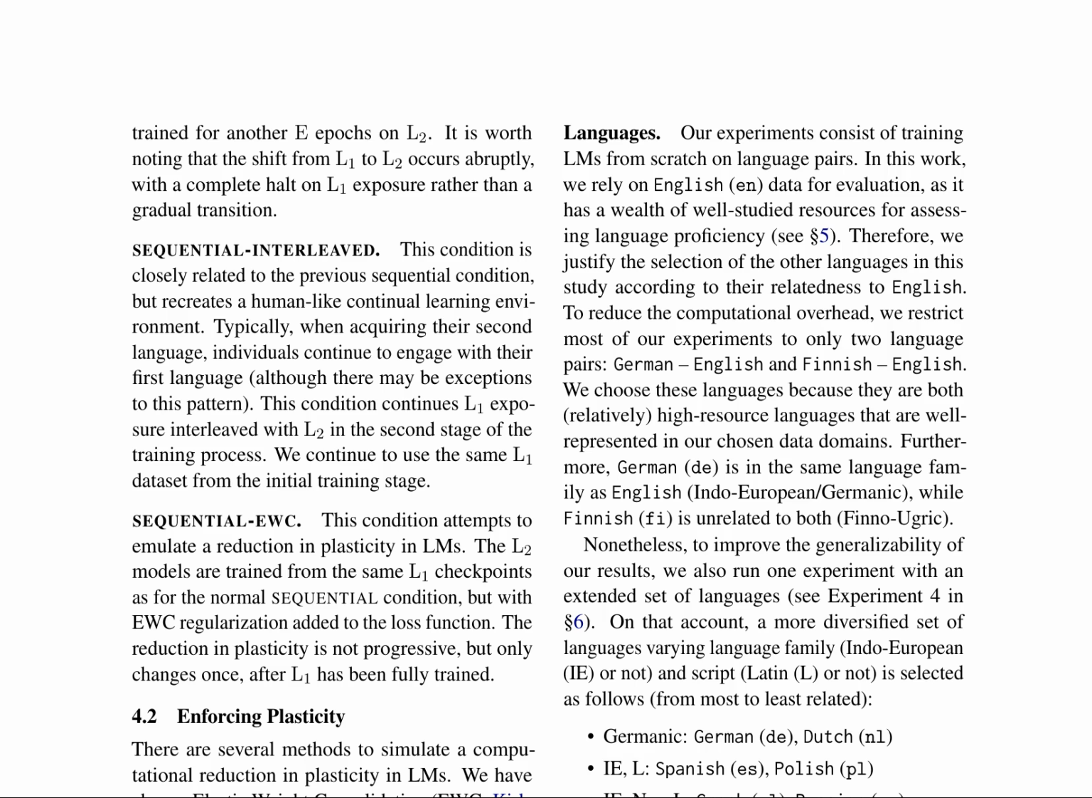Researchers investigate various training conditions for language models to simulate human-like continual learning environments. Three conditions are introduced: sequential-2, sequential-interleaved, and sequential-interleaved-EWC. In sequential-2, the language model is trained on the second language for additional epochs after completing training on the first language. Sequential-interleaved continues first language exposure interleaved with the second language in the second stage of training, mimicking the human-like environment where individuals engage with their first language while acquiring a second.